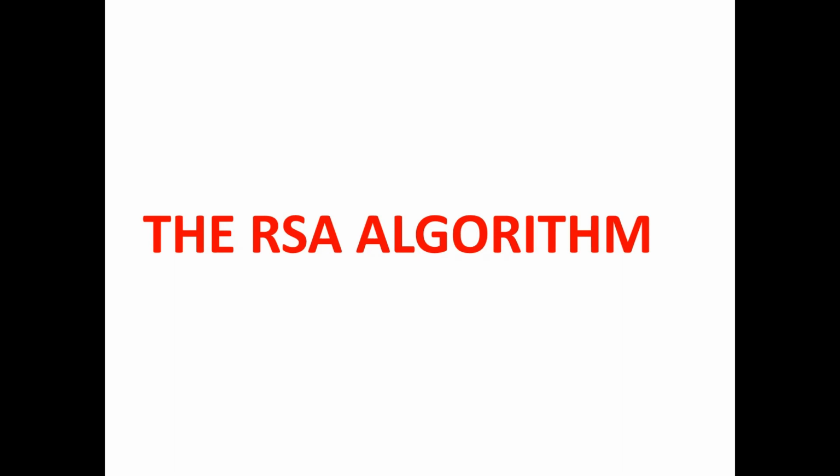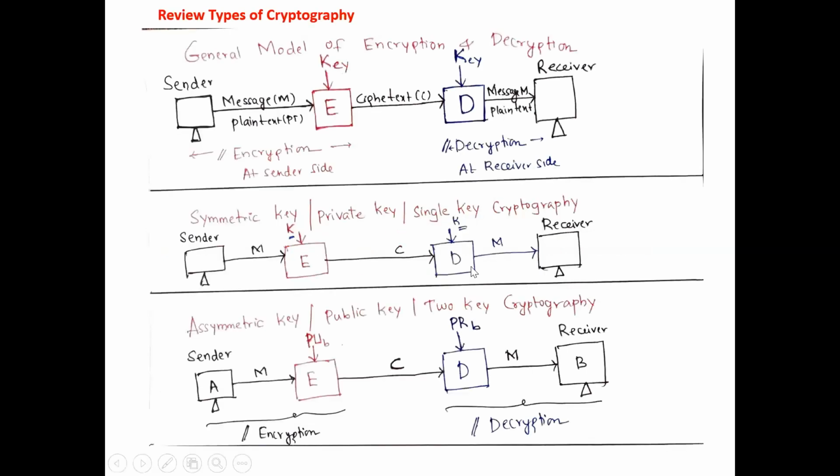Dear students, welcome back. Today we'll discuss the RSA algorithm, which is the public key cryptographic algorithm. Before we proceed with the RSA algorithm, let us understand the different types of cryptography and the general model of cryptography. So, what is encryption and decryption?